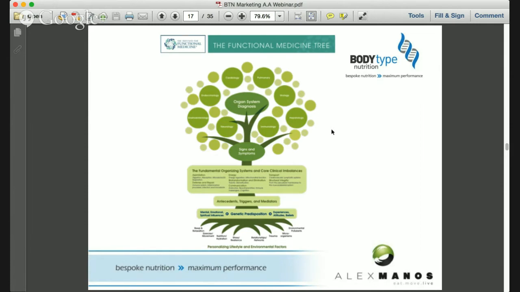And then we have these terms: antecedents, triggers, and mediators. Antecedents are ultimately things that predispose us to a condition or disease. It could be a family history, it could be related to the pregnancy, it could be related to a period in someone's life when their nutrition was poor or their stress was high, etc. Triggers, as the name suggests, are things that trigger the onset or expression of those symptoms, condition or disease, and mediators are the things that keep that disease going.